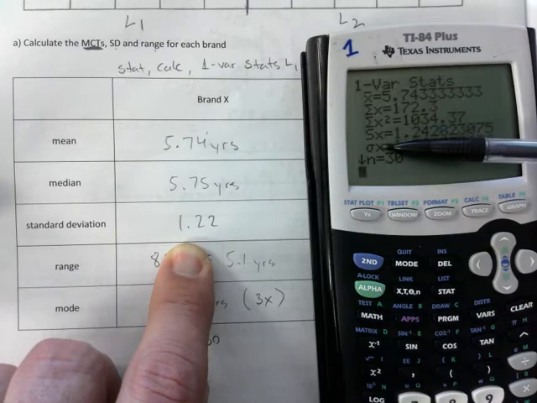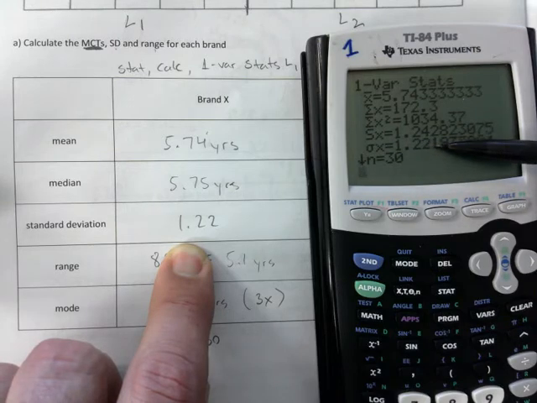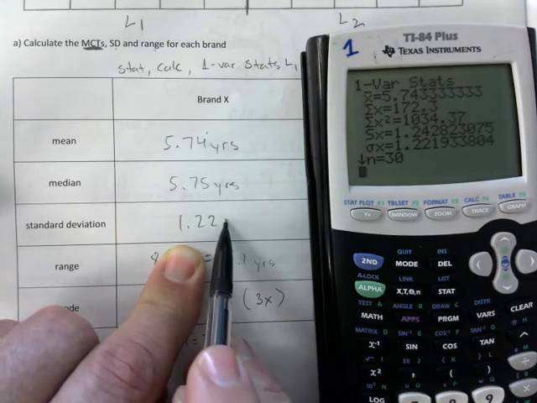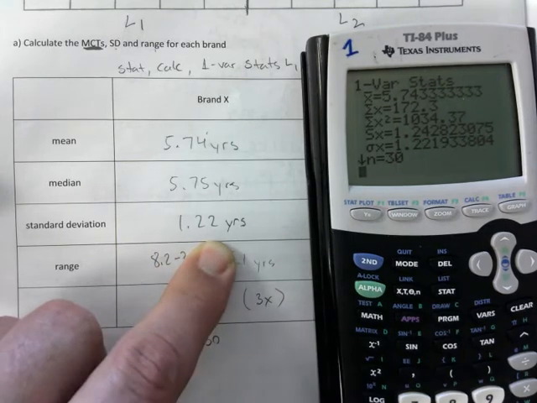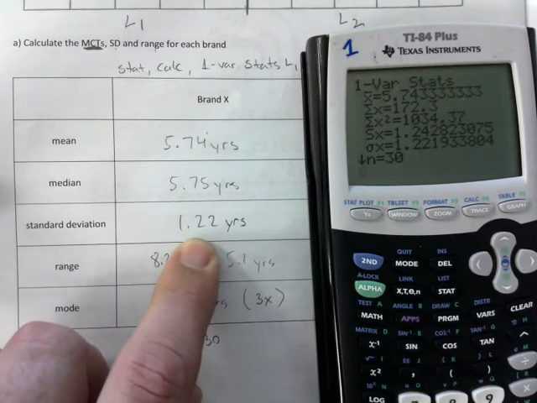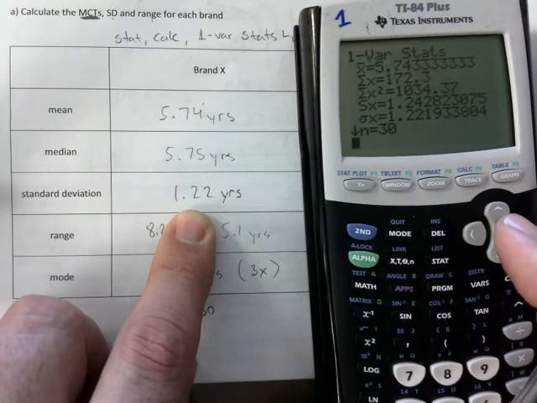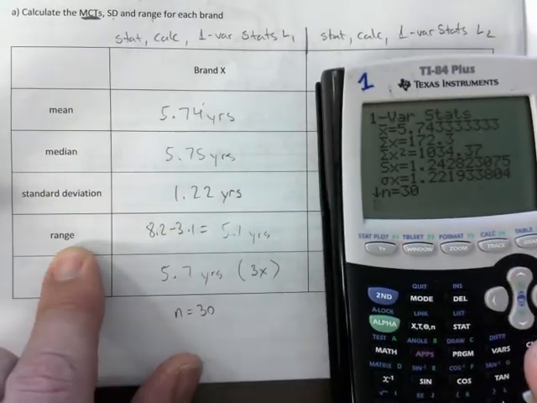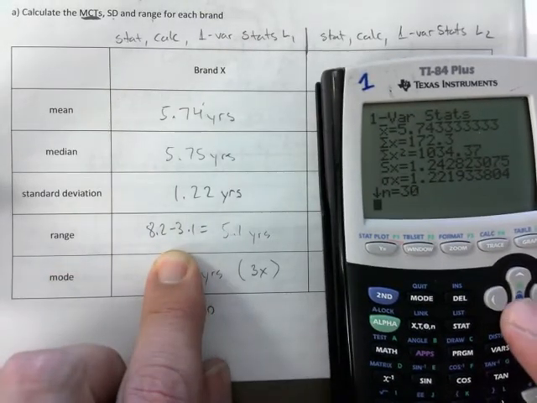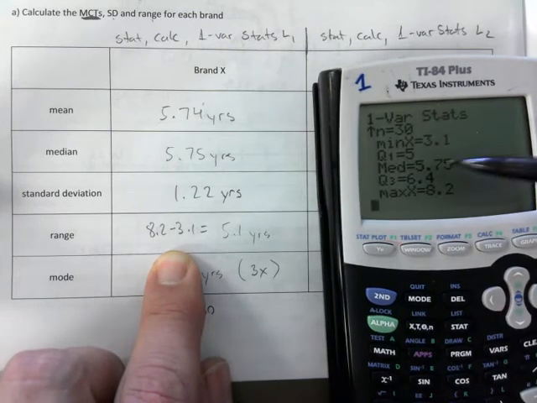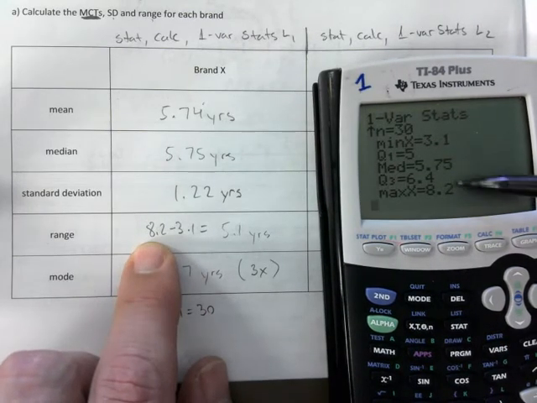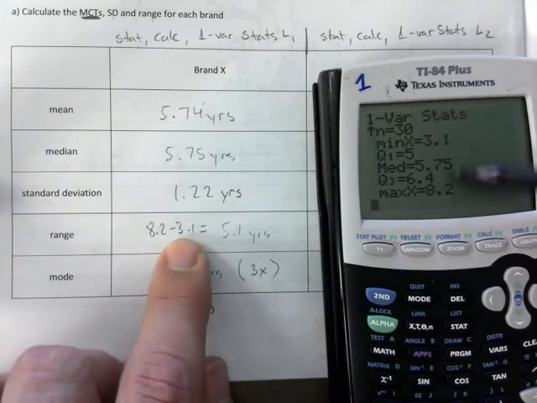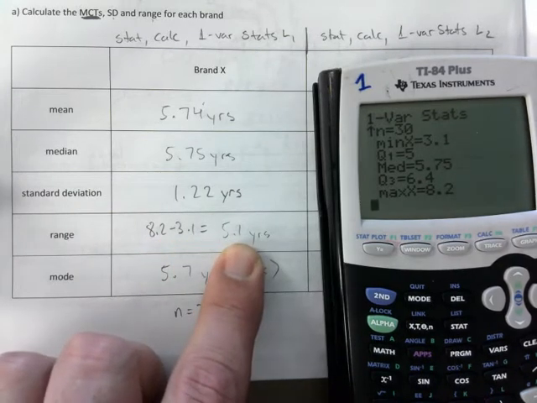Watch out, some students mix these up. How about you go find n and then just go up? That's the standard deviation right there. It's 1.22. It's in years. Whatever units you're in, those are the units we associate. The range, right? If you go to the bottom here, take the max, which is 8.2, subtract the min, right? The difference between the highest and the smallest value is 5.1 years.